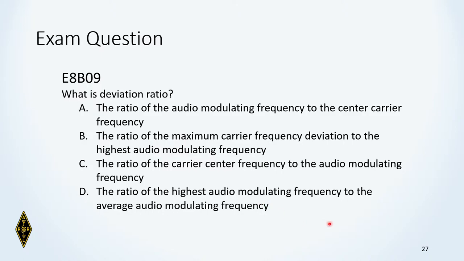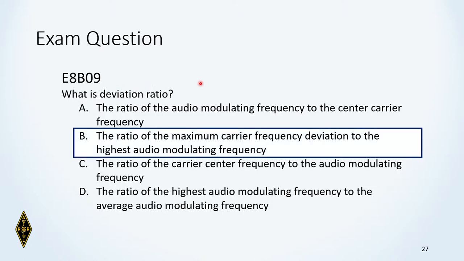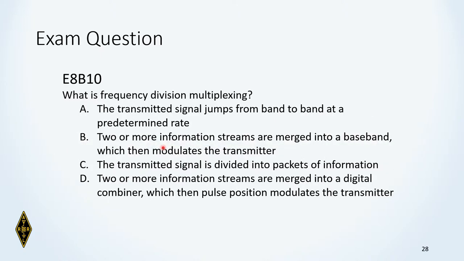What is deviation ratio? We had a past student that noticed that the right answer, only the right answer, contains the word deviation. So we've got deviation in the question. Right, that works. Or if you remember that the formula involves maximum deviation and highest audio frequency, those words are here as well. But I thought it was very creative that they noticed that deviation appeared in both of these, so there's a little shortcut you can take there. So a lot of confusing stuff, but there's not a lot you have to remember.